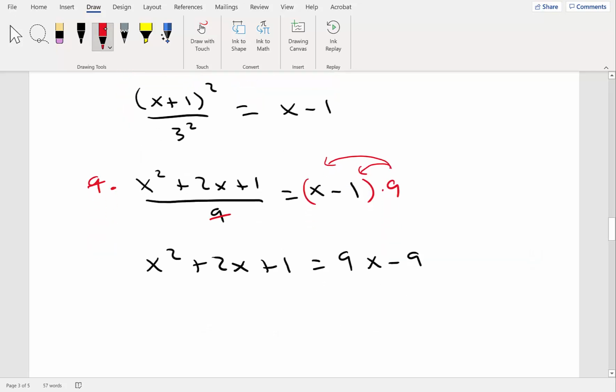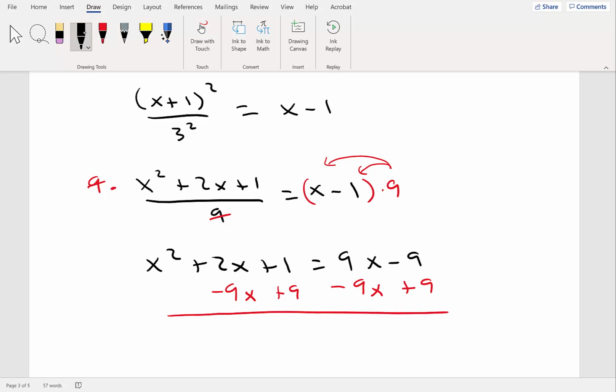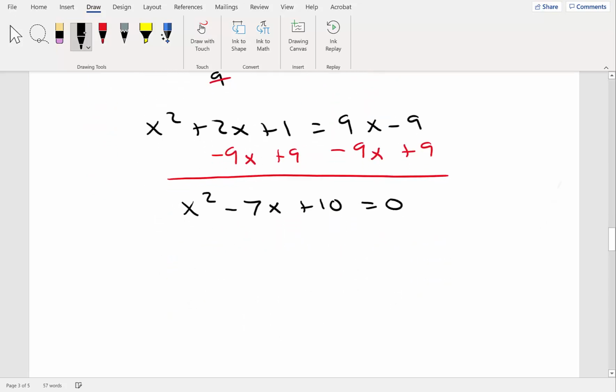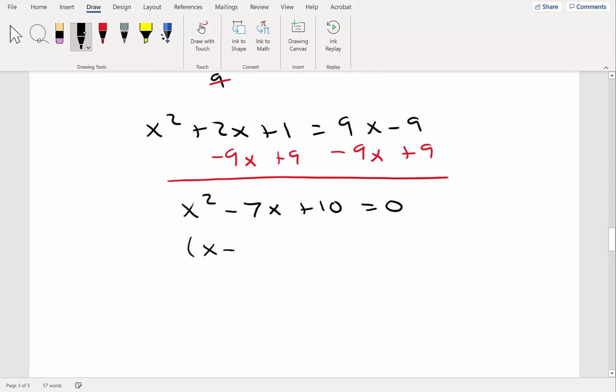So now I'm left with the quadratic equation, which means I have to get one side to be 0, get in standard form. So I'm subtracting 9x from both sides and I'm adding 9 to both sides. So I have x squared minus 7x plus 10 is equal to 0. Now we could go ahead and factor. So two numbers that multiply give me positive 10 and add up to negative 7. I can use negative 5 and negative 2. So I have x minus 5, x minus 2 equals 0. Go ahead, set each factor equal to 0 and solve. Well, I get x equals 5, and I get x equals 2.